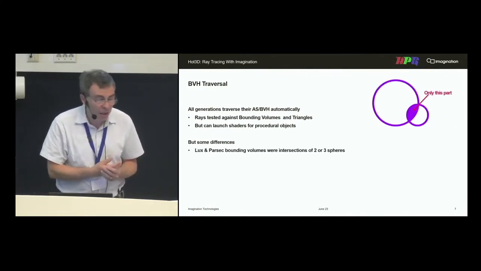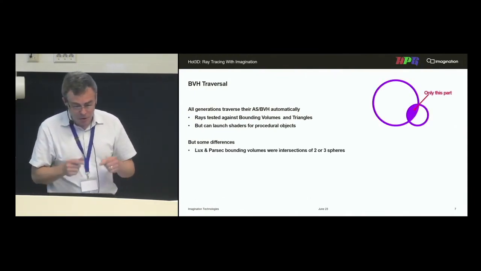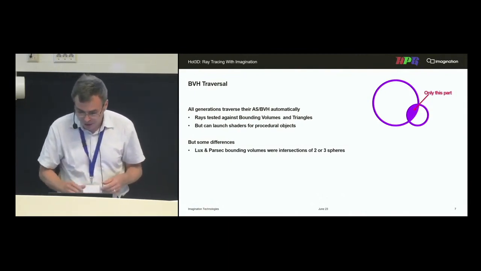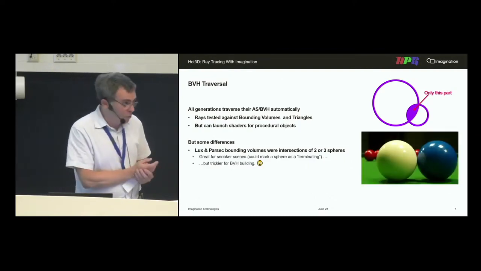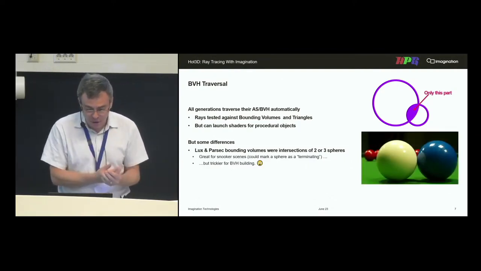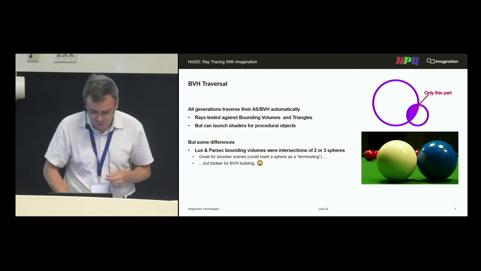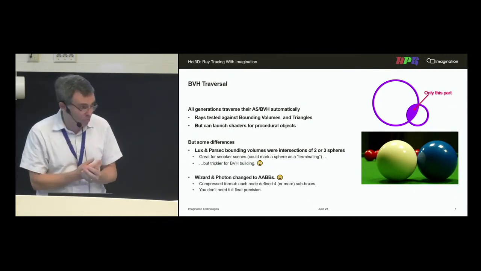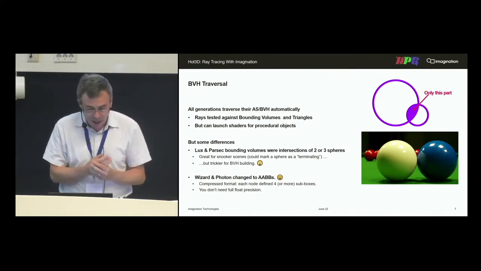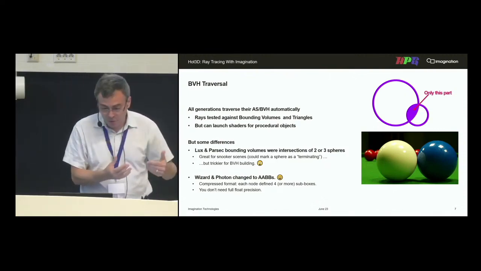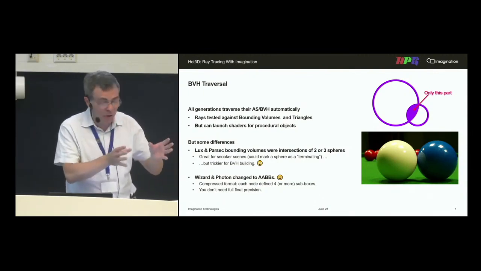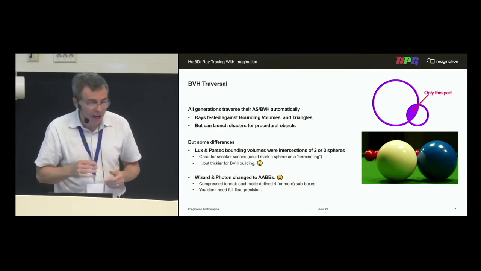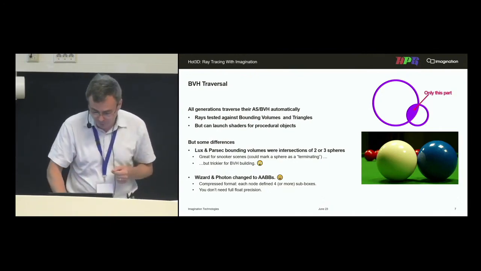But there have been changes. So Lux and Parsec both used bounding volumes which were made from the intersections of 2 or 3 spheres, which is great for snooker scenes. You could mark a sphere as terminating, but it's pretty awful for BVH building. So Wizard and Photon very wisely moved to AABBs. Now those in our hardware are a compressed format, so basically each node contains 4 or potentially more sub-boxes, and for that you don't need full float precision.